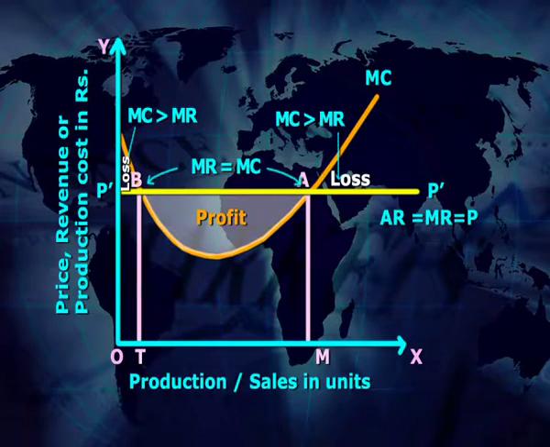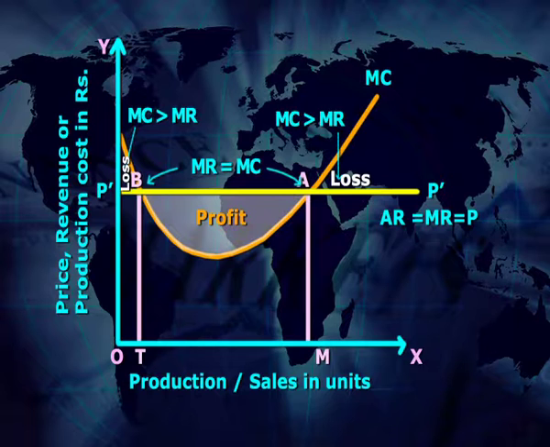According to Professor Marshall, in the market of perfect competition there are two conditions which, when fulfilled, bring the firm into equilibrium. 1. Marginal revenue of the firm is equal to marginal cost of the firm. 2. At the time of equilibrium, marginal cost of the firm should be increasing. The marginal cost line of the firm intersects the marginal revenue line from below as shown in the figure.